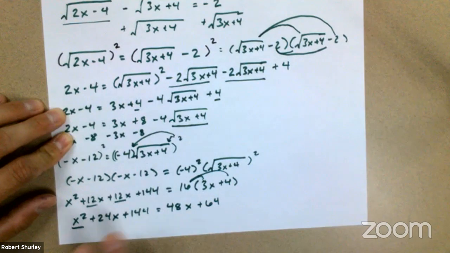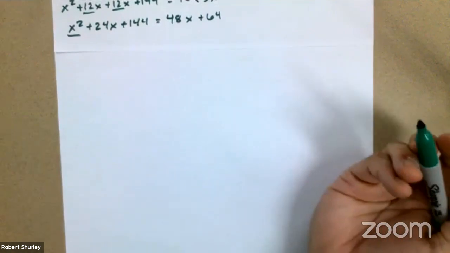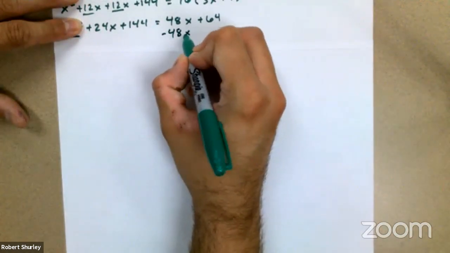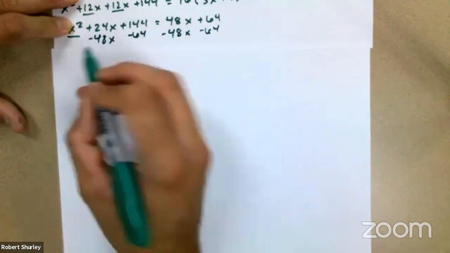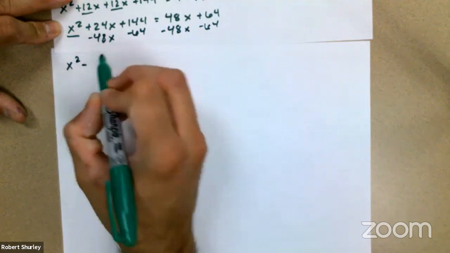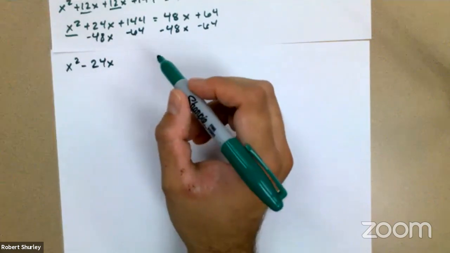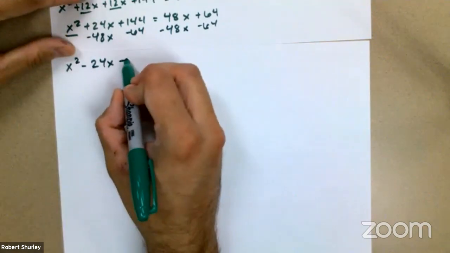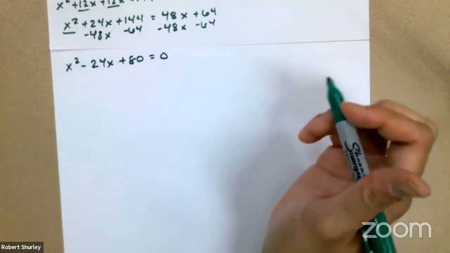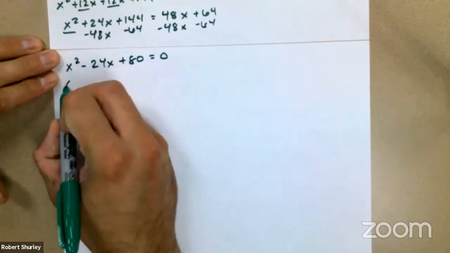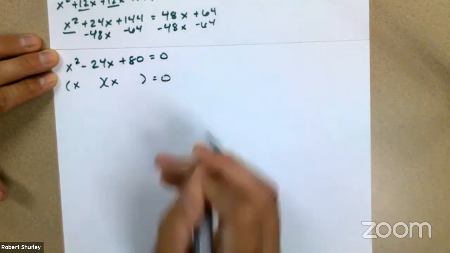We're going to move these over and we're going to just do solving quadratics by factoring, right? So I'm going to subtract 48x, subtract 64, and I wind up with x squared minus 24x. What would that be? Plus 80? Yeah. We can do the easier or the quicker factoring because x squared is by itself.